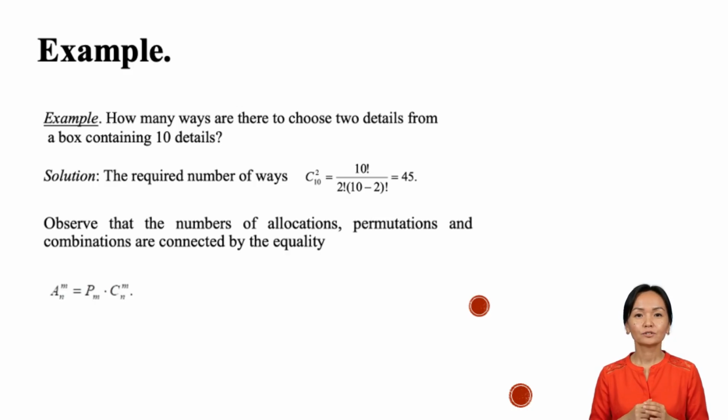Now here's an important relationship to understand. The numbers of allocations, permutations, and combinations are connected by the equality A sub n superscript m equals P sub m times C sub n superscript m. This means that the number of allocations equals the number of permutations of the chosen items times the number of combinations. If we know any 2 of these values, we can always find the third. This interconnected relationship is one of the beautiful symmetries of combinatorial mathematics.